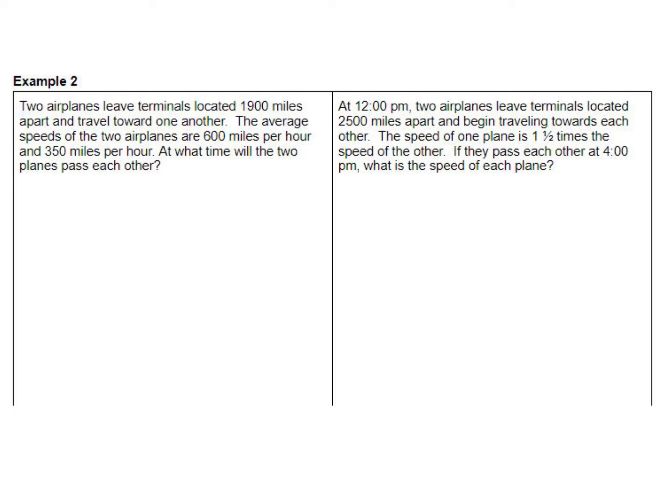So you have two airplanes that leave a terminal about 1,900 miles apart and travel towards each other. Now, I'm not good at drawing airplanes, but here I have, let's say, an airplane here, and I have an airplane here. The distance between them is 1,900 miles. So I'll draw a little picture. They're traveling towards each other. So one plane is traveling to the right, one plane is traveling to the left.